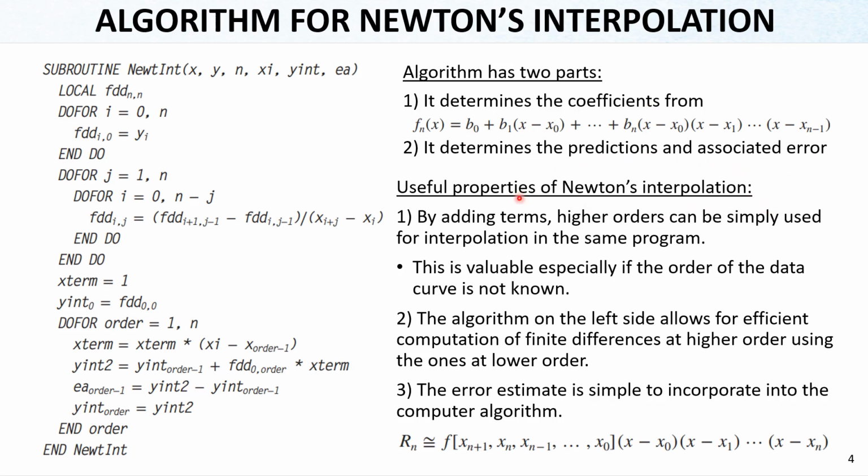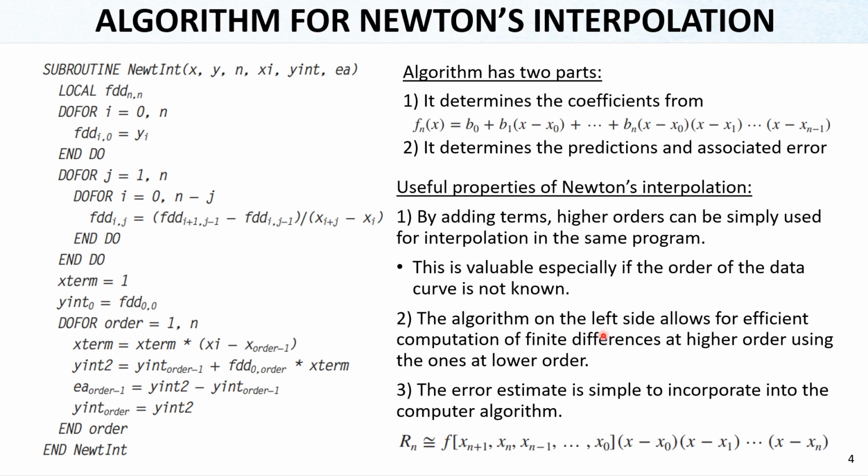So let's check the usable properties of Newton's interpolation. By adding terms, higher orders can be simply used for interpolation in the same program. We can add these terms over here to increase the order of the Newton's function used in the interpolation. This is valuable, especially if the order of the data curve is not known. So we add the order and see the approximation error results. If it is getting smaller, and maybe after some point it will increase again, then at that point we will stop. And maybe with a threshold we will stop.